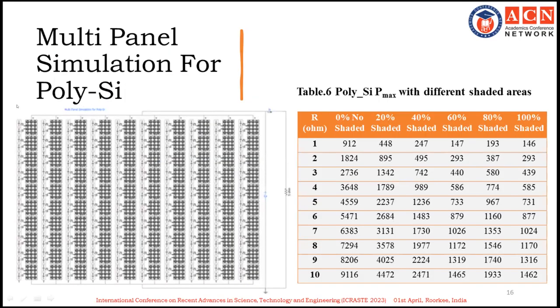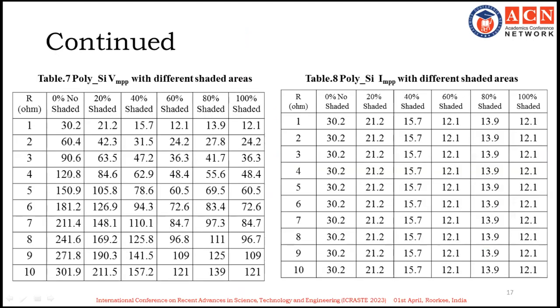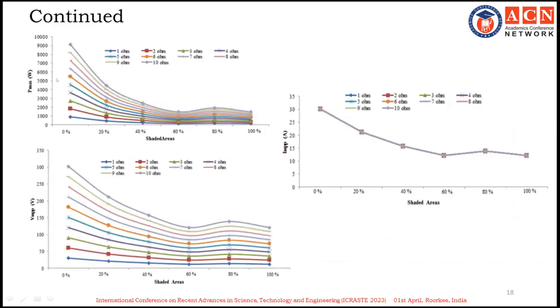And then this slide shows the simulation result of the 10x10 multi-panel by changing the load resistance from 1 ohm to 10 ohm and running the simulation. The result of maximum power for polycrystalline comes out with differentiated areas, as you can see in the table. This slide shows voltage and current results for polycrystalline with differentiated areas, and this slide expresses the power, voltage, and current curves using the data from the previous slide.